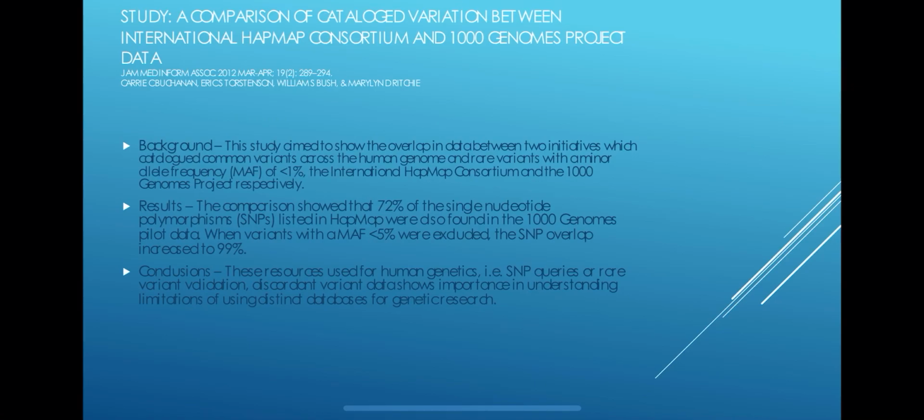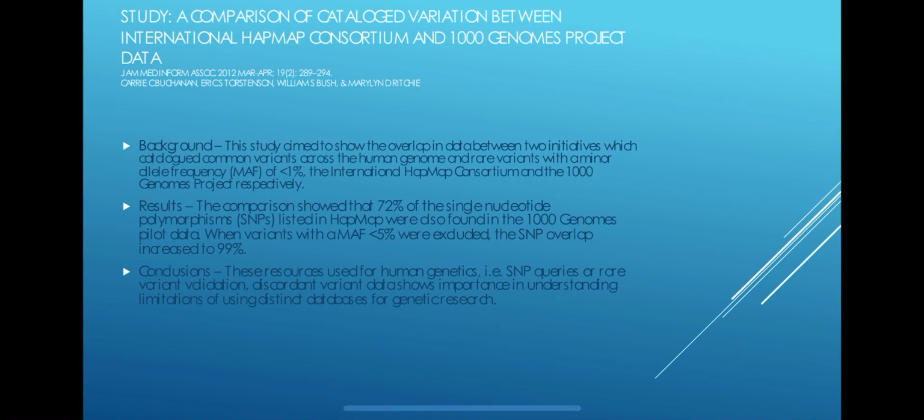So when the data from these two resources were compared, the results showed that approximately 72% of the HapMap single nucleotide polymorphisms, or SNPs, were also found by the 1000 Genomes Project pilot data. When variants with a minor allele frequency of less than 5% were excluded from the comparison, however, the overlap in SNPs between the two resources jumped to 99%.